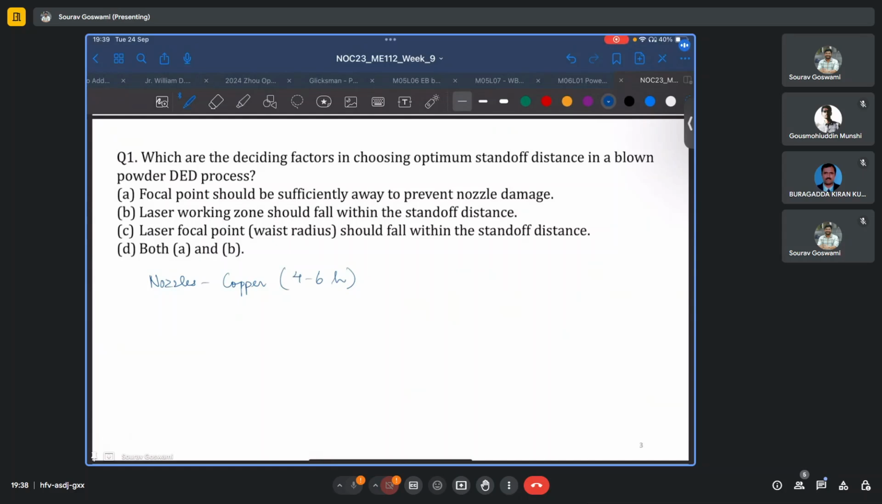Now, should the focal point be very close to the nozzle? So, this is my nozzle, and if my focal point is very close, the nozzle will be subjected to high temperatures, which may produce thermal deformation. Also, because of the very close distance, there is a high chance that whatever fumes or rebounding particles are generated, or the metal vapor which gets generated, might ingress into the nozzle and thereby into the optic system.